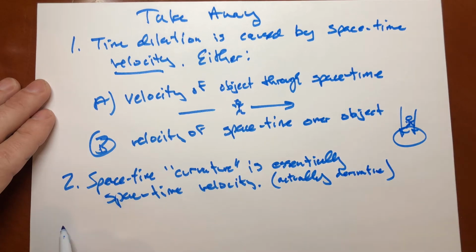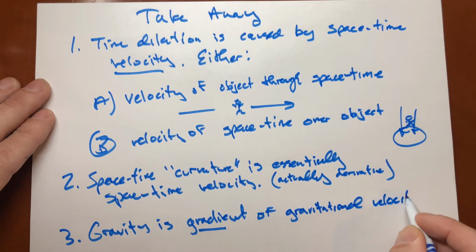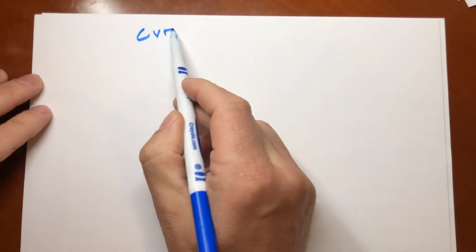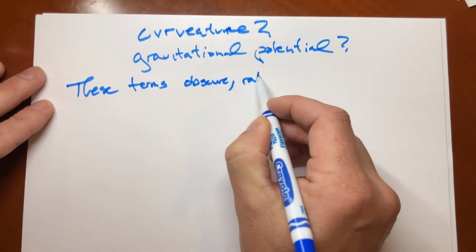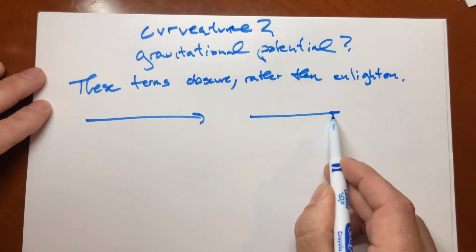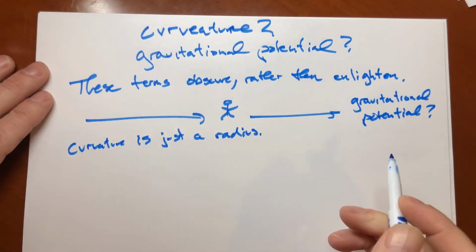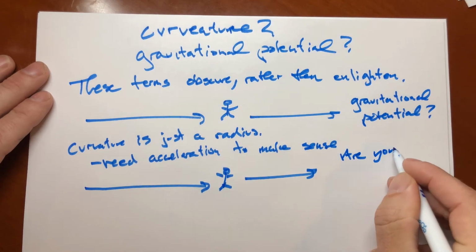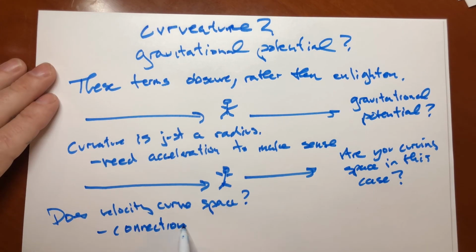And gravity is the gradient of gravitational velocity, or more particularly the gradient of time dilation, which is the true cause of gravity. Now, some will say this is just curvature or another name for gravitational potential, but these terms obscure rather than enlighten. And I ask you, how are you going to say that someone traveling in a straight line vector through space has gravitational potential? Or that someone traveling in a straight line through space-time is curving space-time?